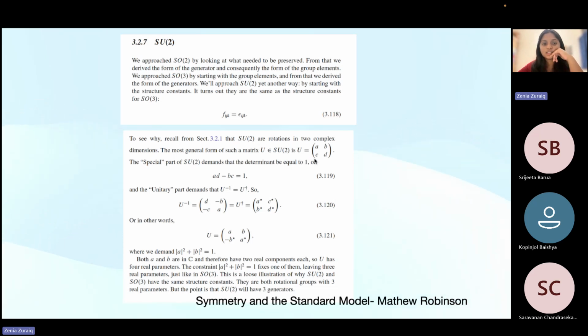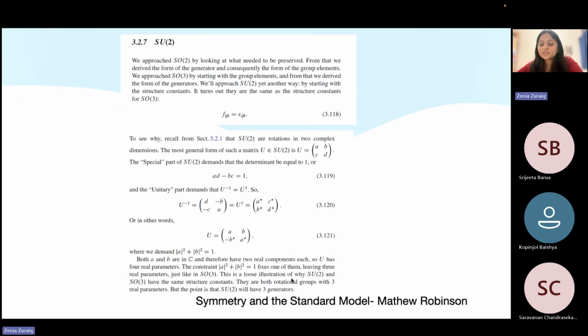The most general form is this. Whenever you see special, that just means the determinant is 1, and unitary means this. In other words, this is the form of a general SU2 matrix. Both A and B are in the complex plane and therefore have two real components each. So U has four real parameters. The constraint A squared plus B squared is equal to 1, which is the unitary matrix condition, fixes one of them, leaving three real parameters, just as in SO3.